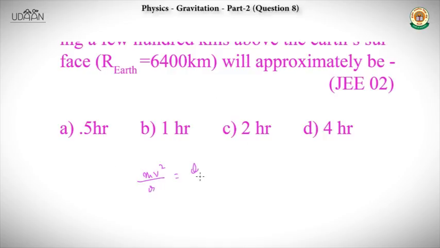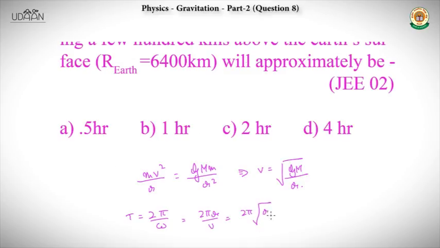Right. So this will be equal to G m upon r square. So basically centripetal force is equal to gravitational force. तो इससे हमारा velocity आ जाएगा, velocity का function G m upon r. Yes, r will get cancelled off. And now time period is equal to 2 pi upon omega. Correct. So 2 pi r upon velocity equal to 2 pi under root r cube upon g m.